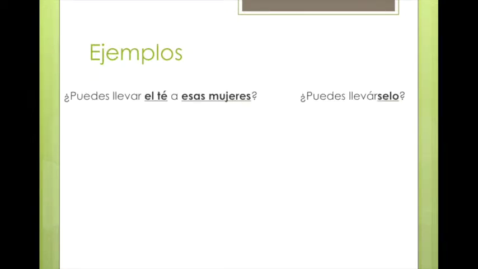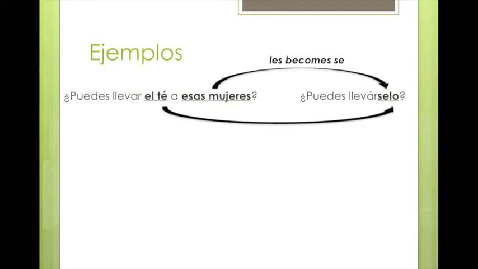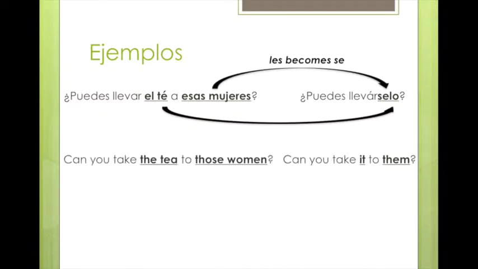So some examples. Puedes llevar el té a esas mujeres. First of all, el té becomes lo. Esas mujeres becomes les. However, we can't say les lo, so we say se lo. And we attach them on. Puedes llevárselo. Can you bring to them it? Can you take the tea to the women? Can you take it to them? And of course, we have an accent on our stressed A. Llevárselo.